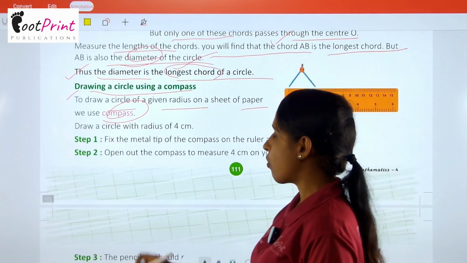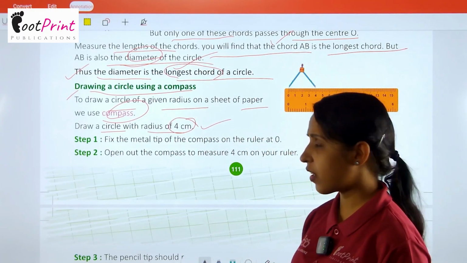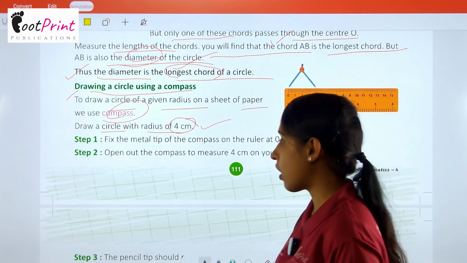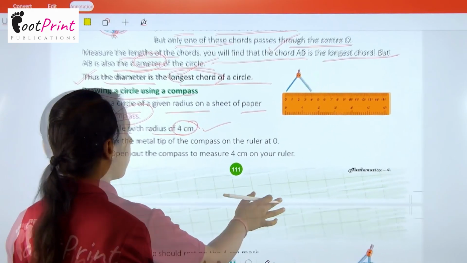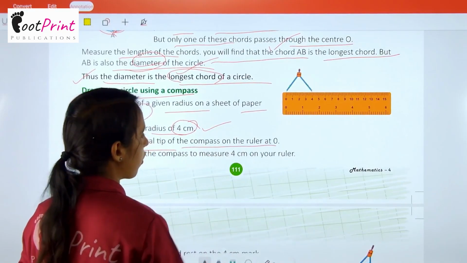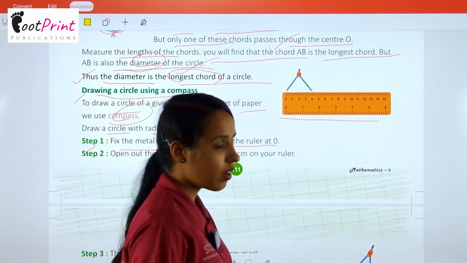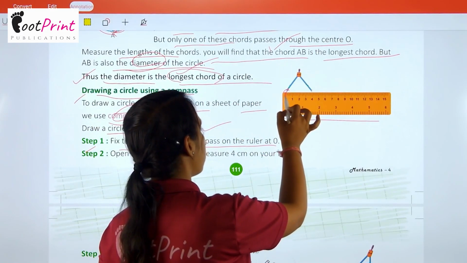Okay, so draw a circle with radius of 4 cm. So here an example is given: draw a circle with radius of 4 cm. Now what do we have to do? We have to set a 4 cm measure. So the first step is to fix the metal tip of the compass on the ruler at 0. So first we take our ruler and a compass, and we put the metal tip of the compass on the 0.